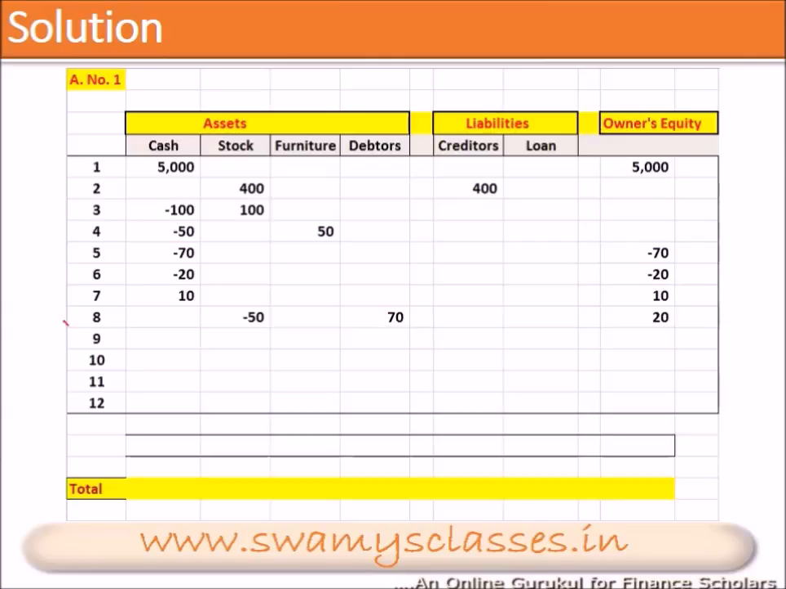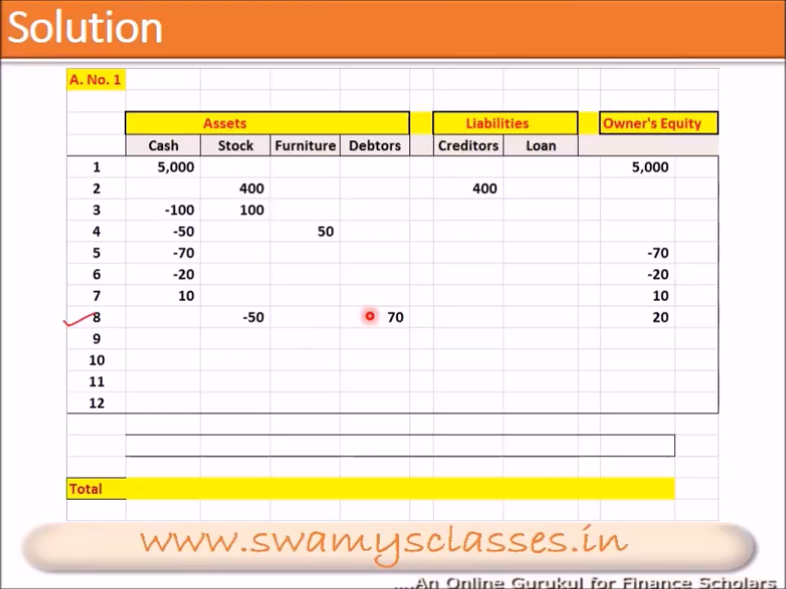So coming to the eighth one now. Just now we saw 50 rupees worth stock sold for 70 rupees on credit. So let us try to bring one by one here. Because you are selling for credit, your debtors in the asset side will go up by 70 rupees. Who are debtors? To whom we sell goods on credit.